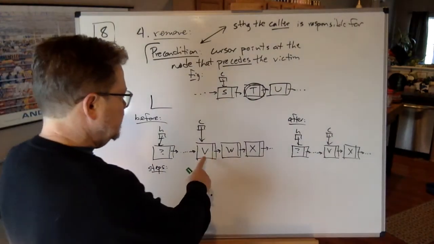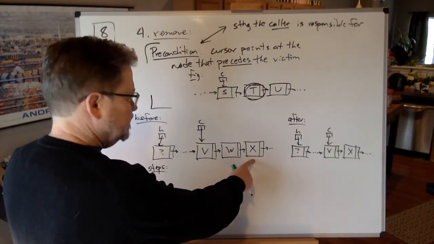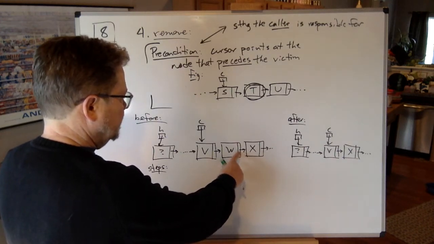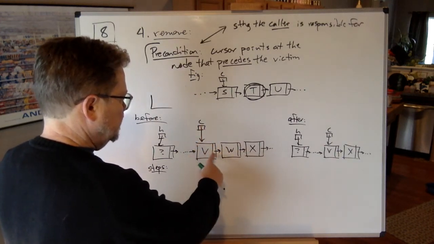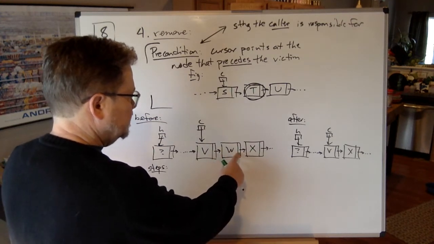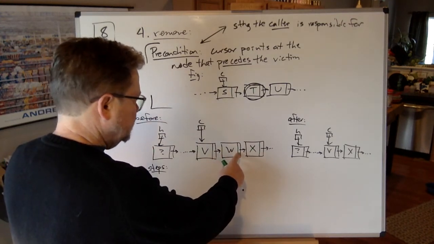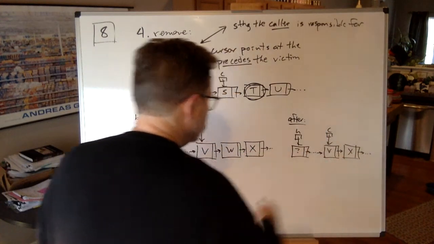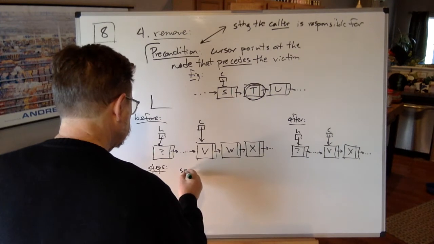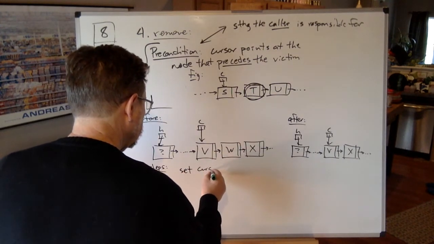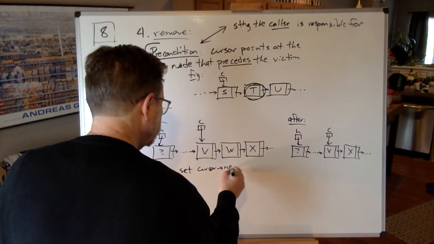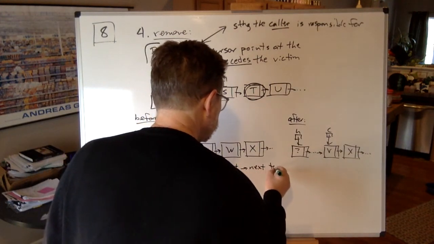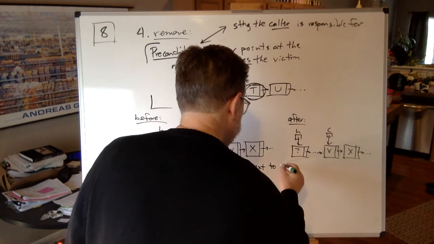If I want V to point to X, somehow or another I got to get a hold of this pointer right here. If you look at that, that's cursor, arrow, next, arrow, next. Take cursor, arrow, next, and put it into cursor, arrow, next to make it point to X. Set, that's a long statement. Cursor, arrow, next, to cursor, arrow, next.